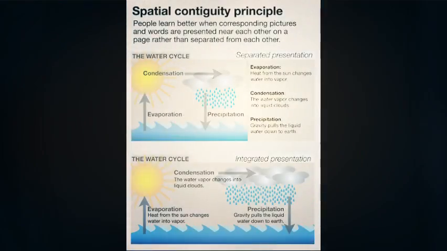Spatial and temporal principles are the fourth and fifth principles she suggests. Corresponding words and images are displayed near each other on the screen and also at the same time rather than successively. Just like in our water cycle image that you can see here, when included in the image, it's easier for students to understand what part goes with which item.